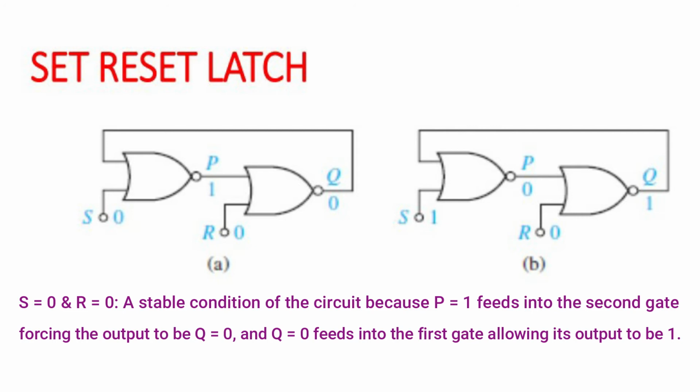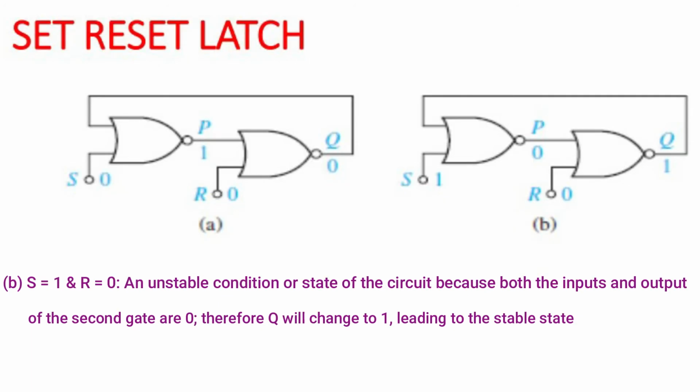In the second instance, you can see that when I make S equal to 1 and R equal to 0, at that time the first NOR gate will produce a low output which is fed back as an input to the second NOR gate, making the value of Q change from 0 to 1. And this value 1 is again fed back as an input to the first NOR gate. Okay, and this value will remain unless and until I change the value of S from 1 to 0.